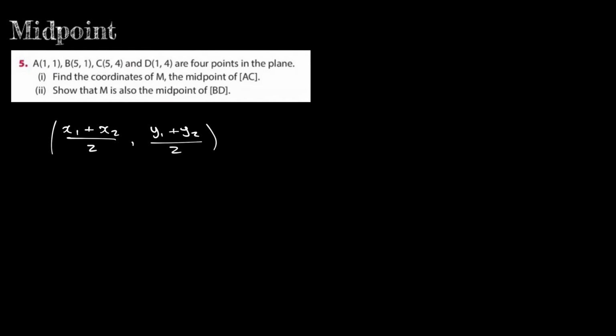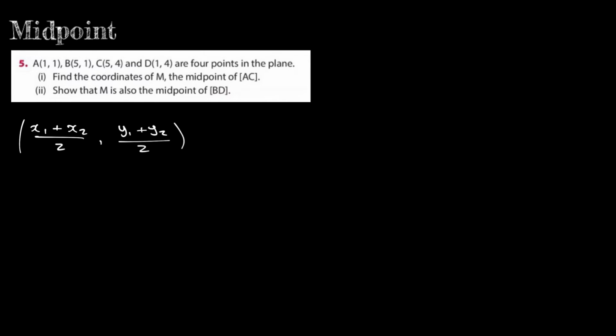So question 5. It says A is 0, 1, B is 5, 1, C is 5, 4, D is 1, 4. So there are 4 points on the plane, a coordinate grid. Find the coordinate of M, the midpoint of AC. Okay, so they want the midpoint of AC. So you need to be able to look at that, take point A and point C, and we'll find the midpoint of it.